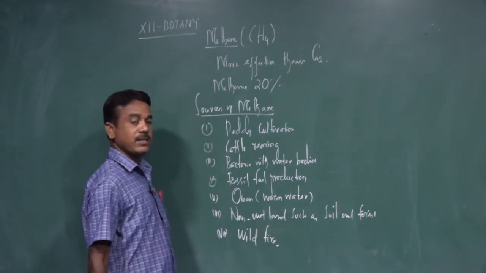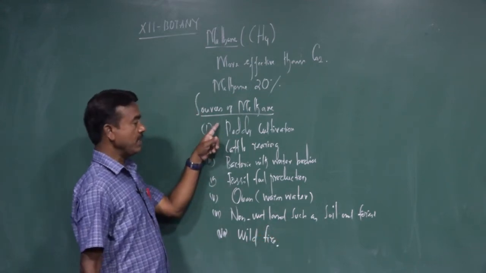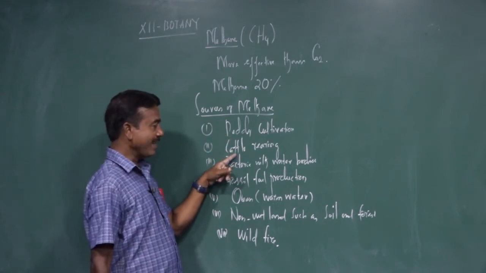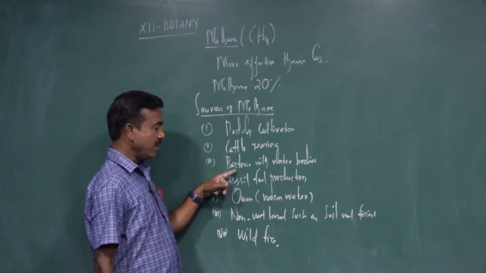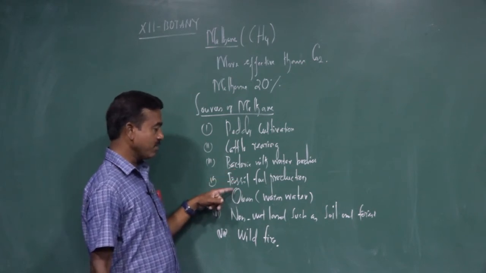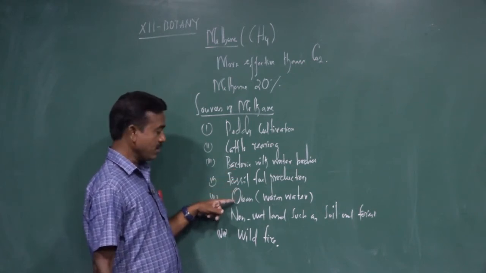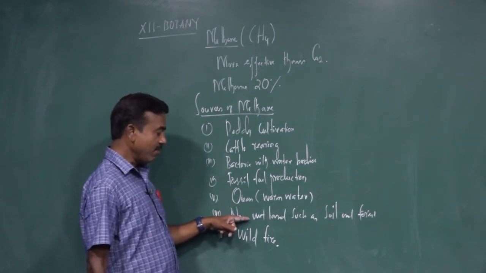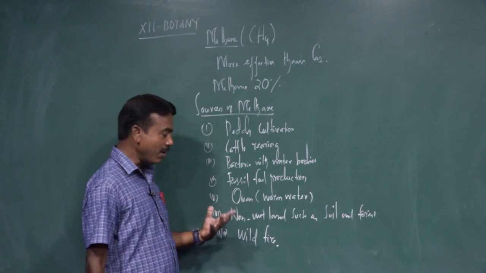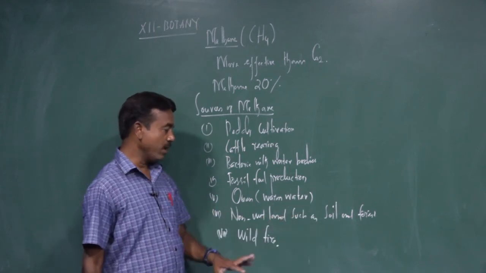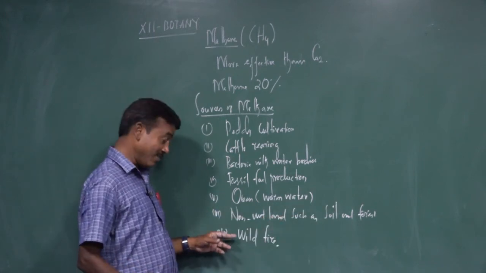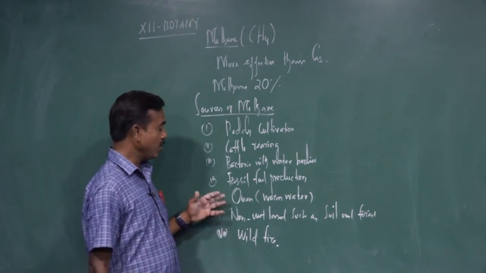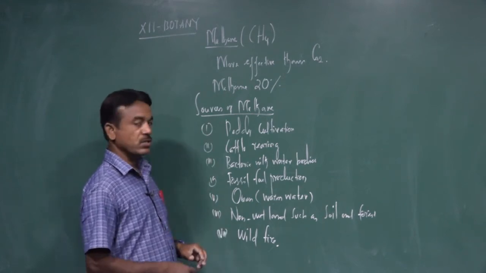Those are all commonly called sources of methane: paddy cultivation, cattle rearing, bacteria within water bodies, fossil fuel production, ocean particularly in warm water, non-wetland because there is no moisture, such as soil and forest, and as well as wildfire. Those are all sources of methane.